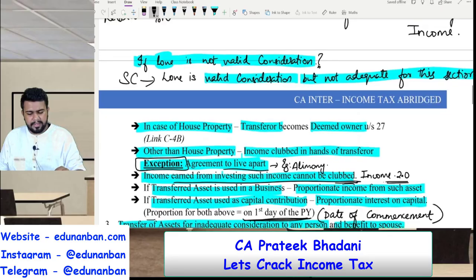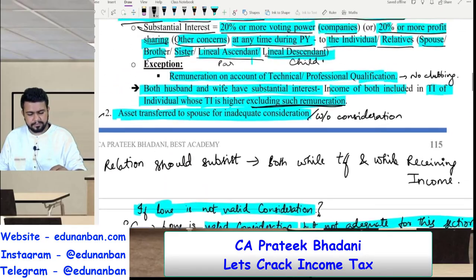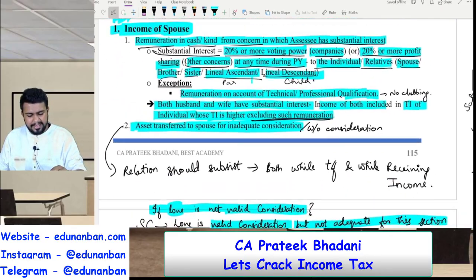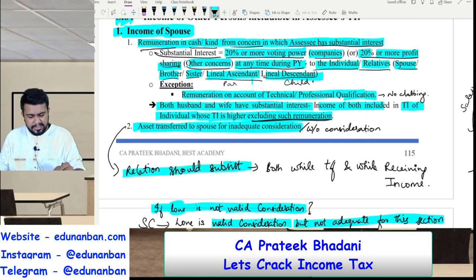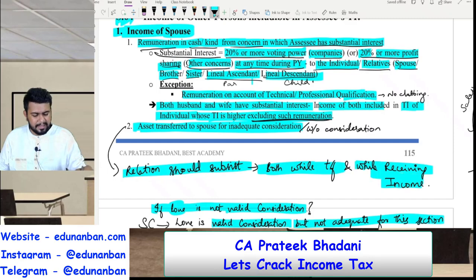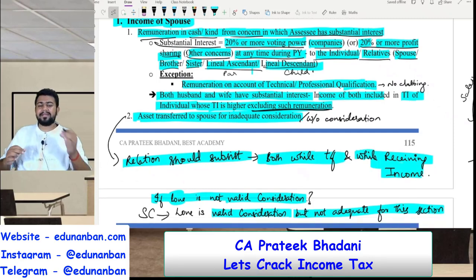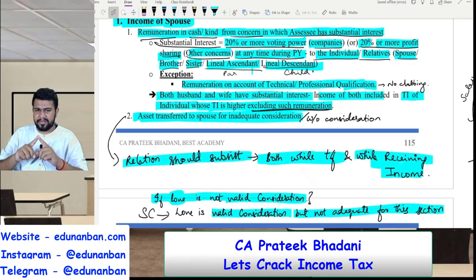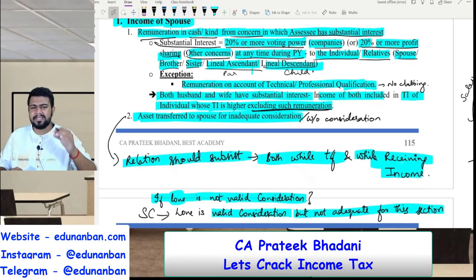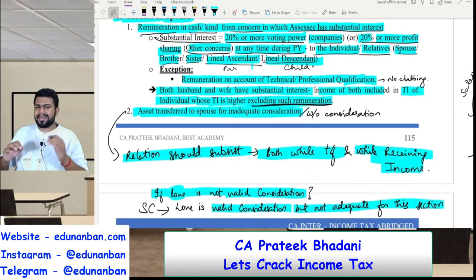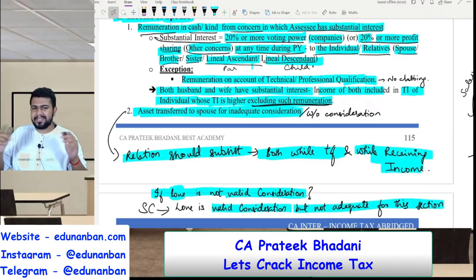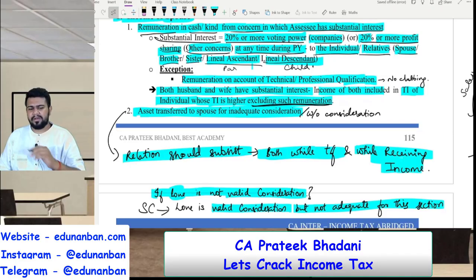Another point: I told you that the relation should subsist, both while making the transfer and while receiving the income. While making the transfer, both should be husband and wife. While receiving the income also, both should be husband and wife. Only then will this provision apply, or else it will not. So before marriage itself, if I transfer to my fiancée who is my future wife, will this apply? The answer is no, it will not apply.